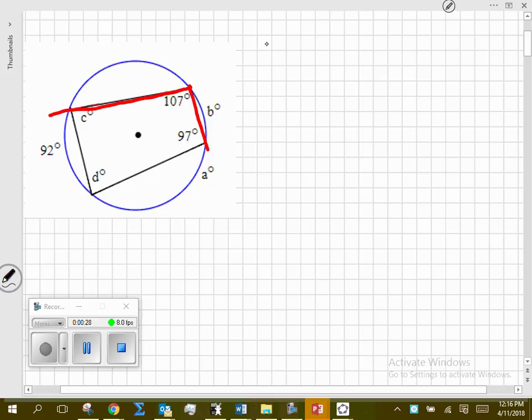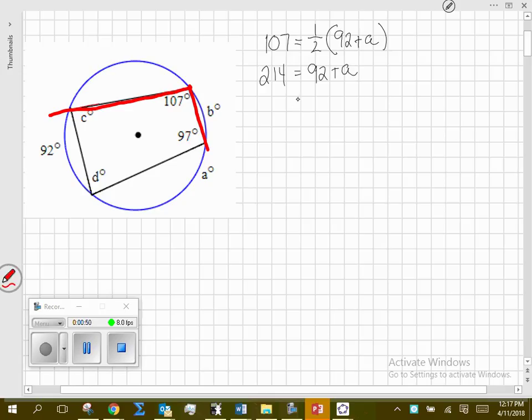Okay, so let me write this down. I want to stay consistent with the formula we talked about. So 107, an inscribed angle, is going to be half of the intercepted arc. And you're saying that intercepted arc is 92 plus A, right? Yep. Okay, so then you said you doubled it, so you got 214 is equal to 92 plus A, right?